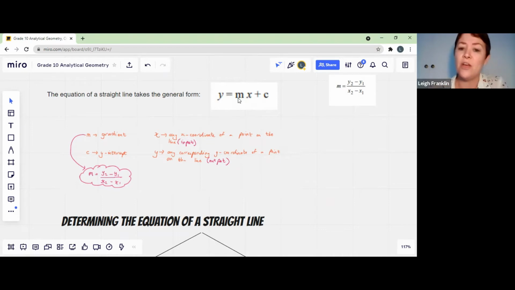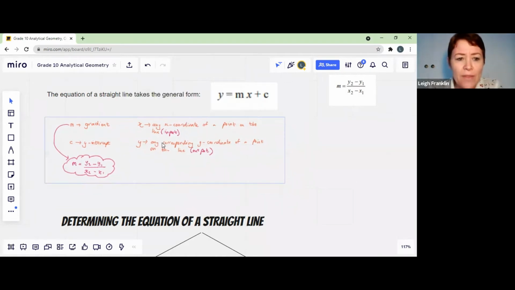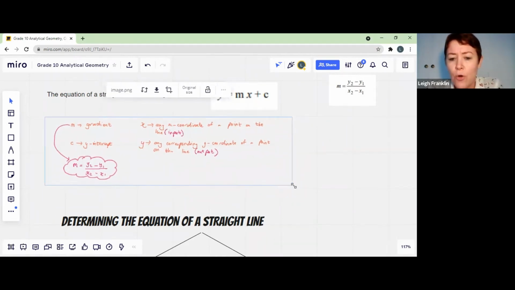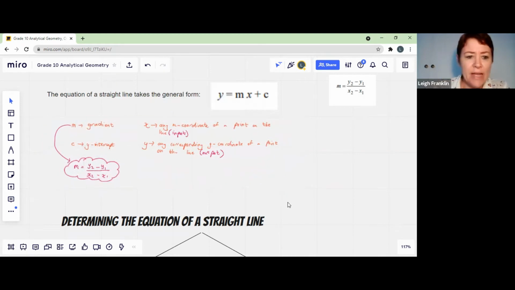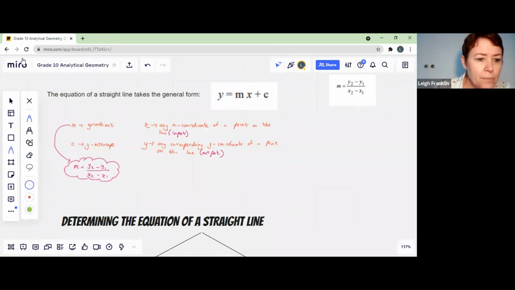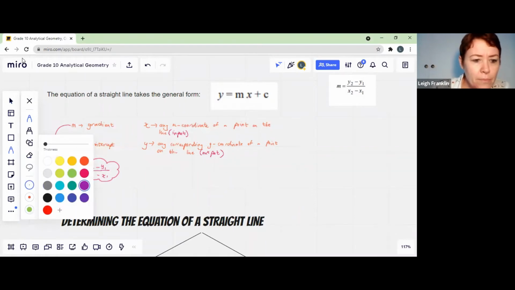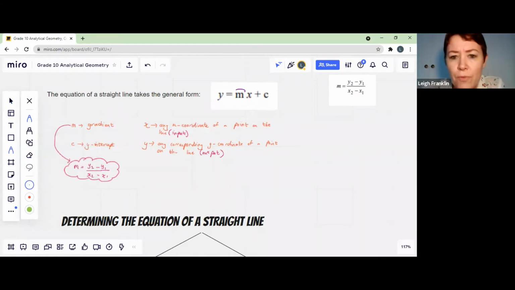So how do you find the equation of a straight line? It's the same thing every single time, right? That means we need to know and understand what all these different letters represent. So that's why this is here. This M over here, that I'm drawing the purple circle around, is our gradient.